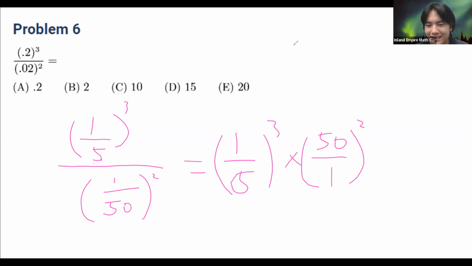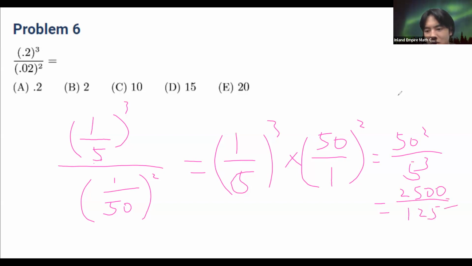Everyone has their own way of doing this, but I'm just showing you another way you could do this, right? And again, you're dividing by 1/50th. So that's equivalent to multiplying by the reciprocal, which is 50 over 1. So when you do that, you get 50 squared over 5 cubed, which is 2,500 divided by 125, and that's equal to 20. So either way you do this, you should get the answer 20, but there are 2 different ways that you could solve this question. Are there any questions, comments about this question?